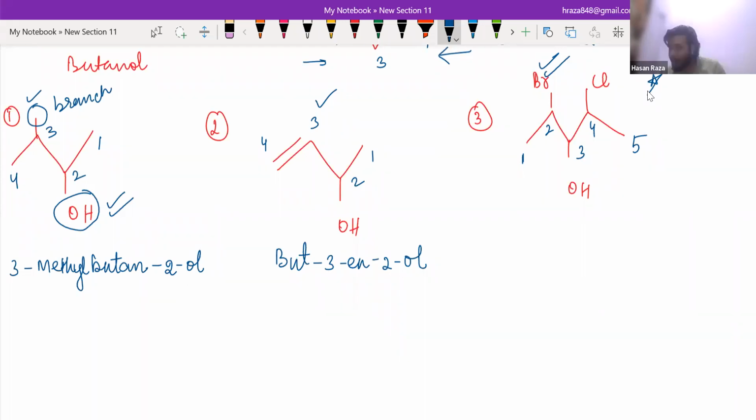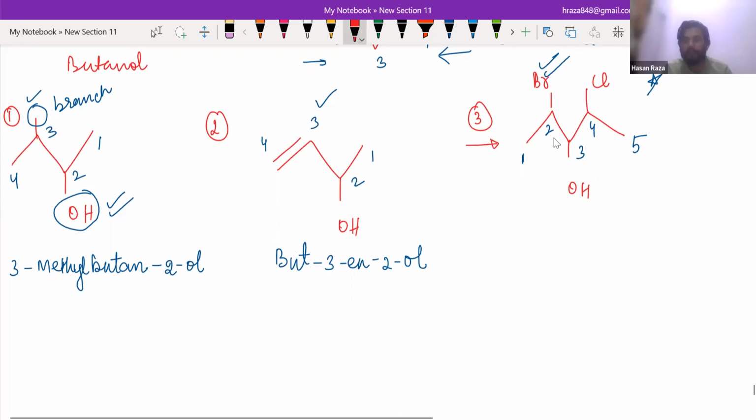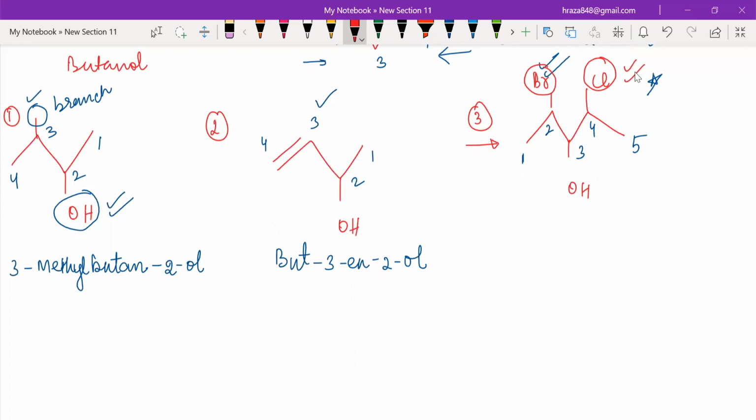If you are going to do the numbering from right, the OH, the functional group, will get the third position. And if you are going to do the numbering from left, the functional group will again get the first position. Are you getting my point? Yes. But if you do it from the left hand side, you will get bromine first. And if you do the numbering from the right hand side, you will get chlorine first. Are you getting my point?